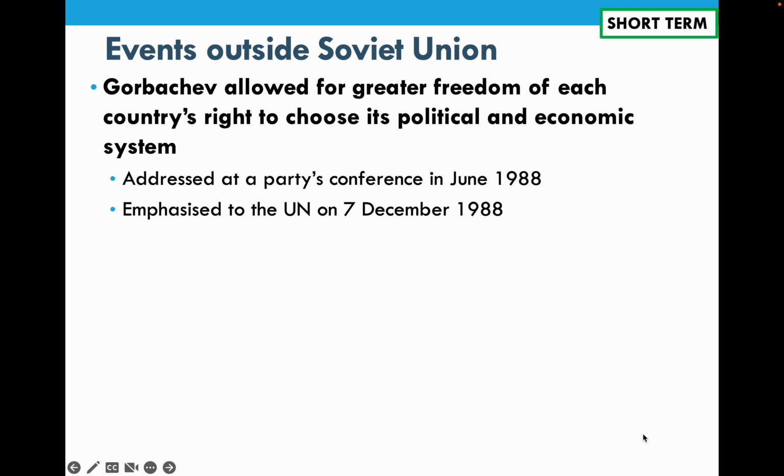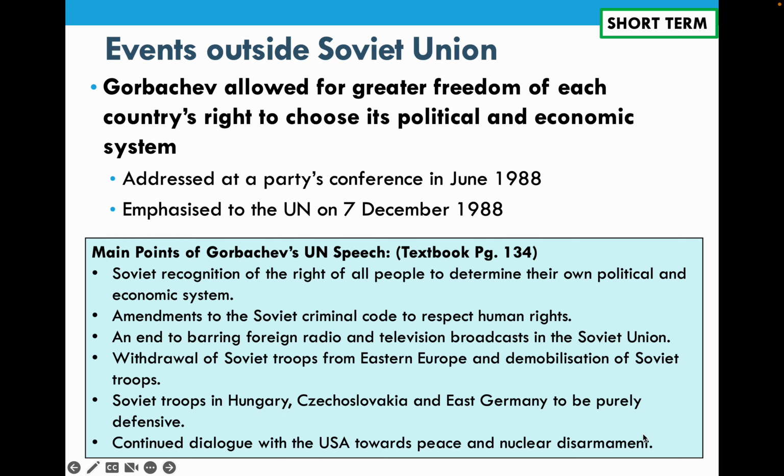At the same time, as spoken just now, Gorbachev was allowing greater freedom for each country's right to choose its political and economic system, and this was emphasized to the UN on 7 December 1988, where you realize that he pretty much stated that the Soviet Union will recognize the right of all people to determine their own political and economic system. There will be amendments to the Soviet Criminal Code to respect human rights, and there will be an end to barring foreign radio and television broadcasts in the Soviet Union.